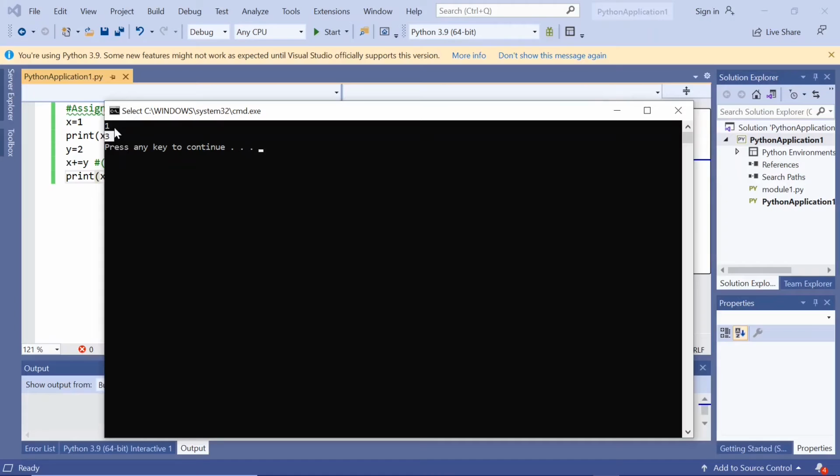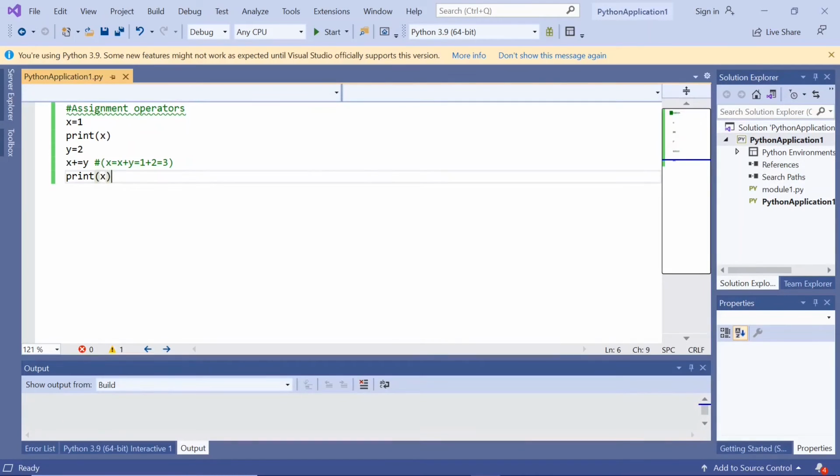So initially x is 1, and to that we are adding y. That's how we represent it. Instead of x is equal to x plus y, you can as well say x plus is equal to y. Similarly, we can say x minus is equal to y, x star is equal to y, or x modulus is equal to y. All other operators you can use to represent in this way. So these are the ways you can assign the operators.